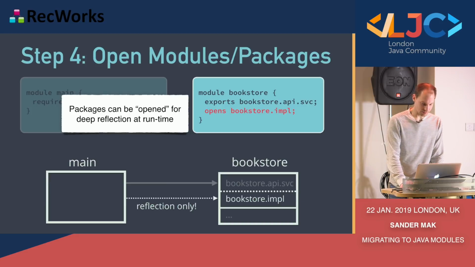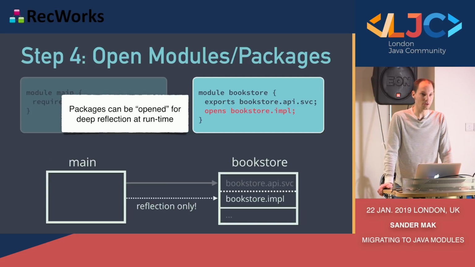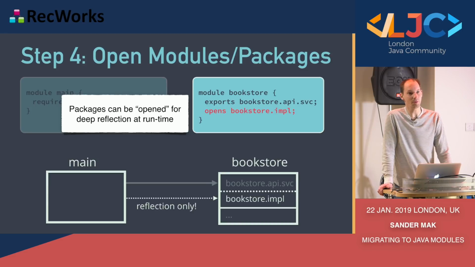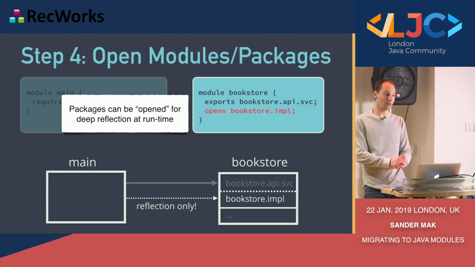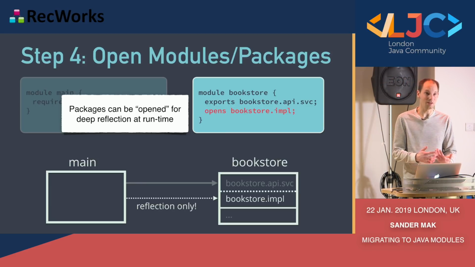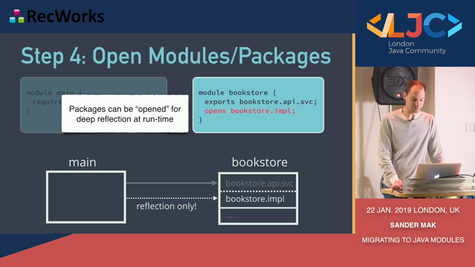And the question is, how do we get around this? Because we don't really want to expose these implementation types, because then people can actually take a dependency on them and code against these implementation classes. And that's something that we want to prevent. But at the same time, we want to give Spring and Hibernate the ability to do their magic at runtime using reflection, because, well, we're using these libraries and they still need to function.